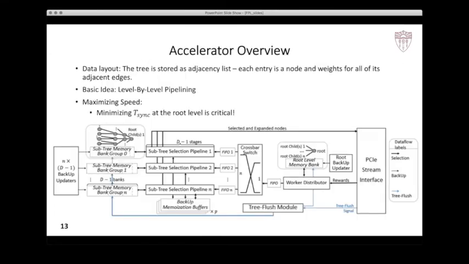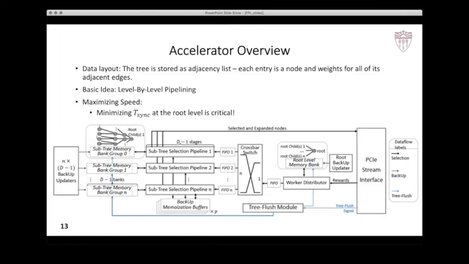The high-level accelerator design is shown in this slide. We store the tree as an adjacency list. Each node entry stores a node and all of its adjacent edges. The node entries are distributed in multiple banks according to a complete tree's topological ordering, where node entries of different tree levels are partitioned and stored in separate banks.